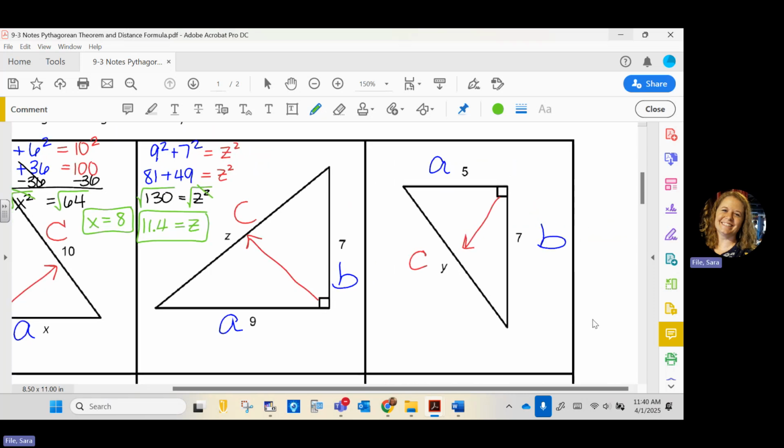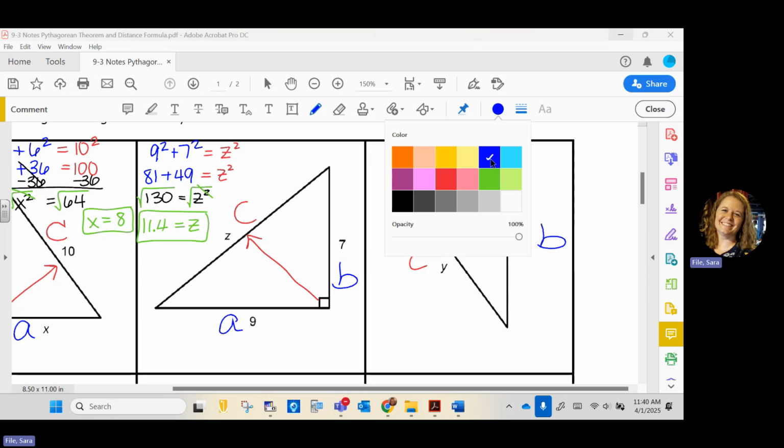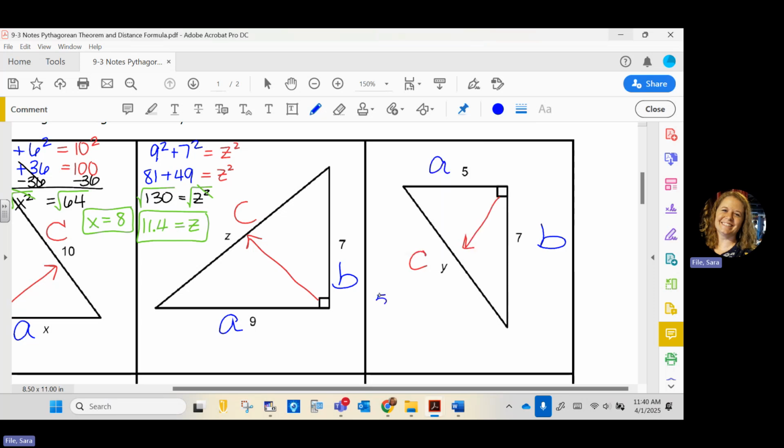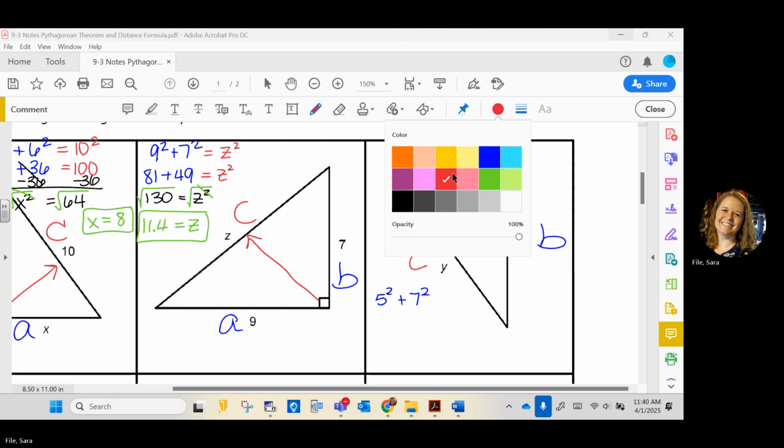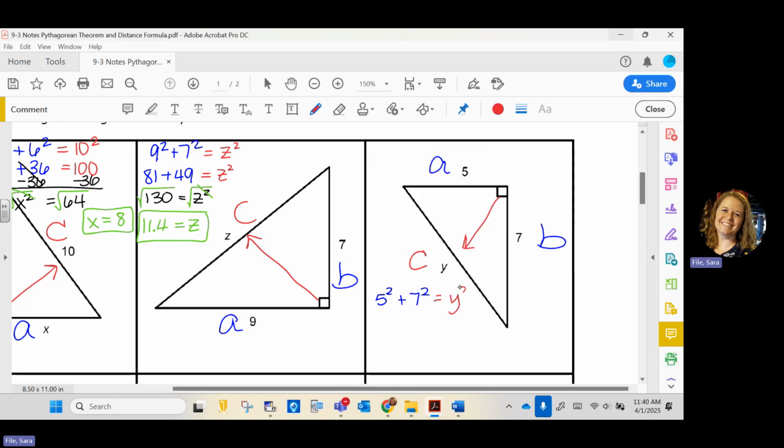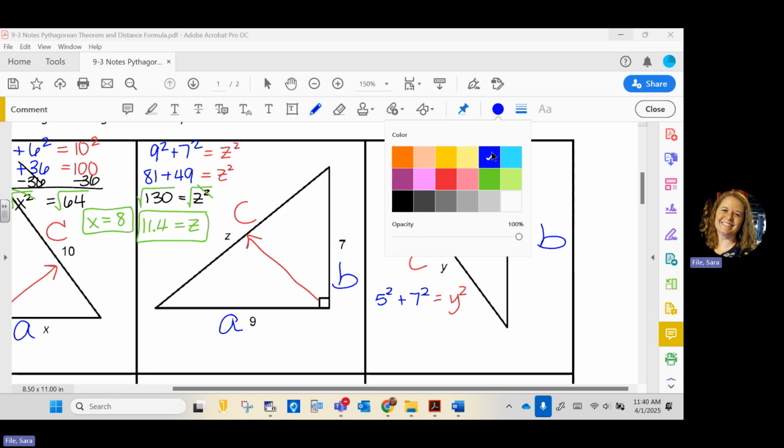Okay, so this one again, C is the missing piece. So my A is 5, B is 7, C is Y. Now, you could individually do what I've been doing, square each number and then add them, or you could do it all together at once.